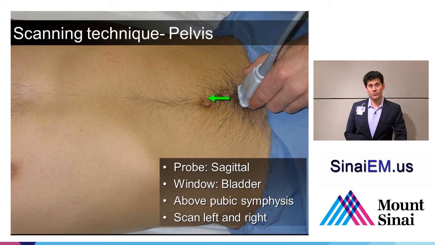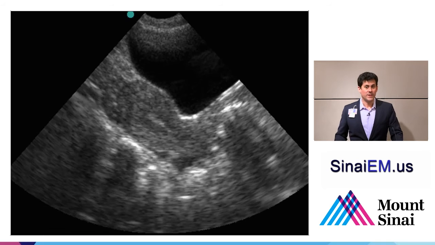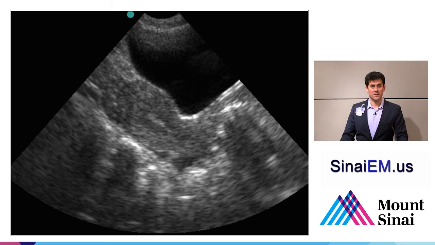And then we're going to fan the probe towards the left and towards the right, looking for fluid again in the dependent areas behind the uterus, behind the prostate. So in this female pelvis, we can see a very large bladder here, creating a nice acoustic window for the uterus. And then behind the uterus, right about here, is where we want to look to see fluid. And in this particular case, there is none. Okay, so in contrast to that previous normal study of the pelvis, let's have a look at this very similar anatomy.